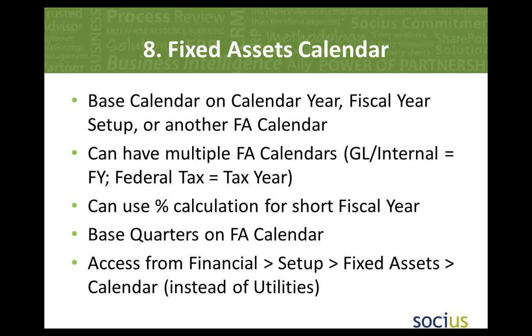If you have a sub-year or a short year, for example, you decide to change your fiscal year end, so you've had to have either a long year or a short year, you can set a percentage calculation for that short fiscal year. So if you have a 9-month year instead of a 12-month year, you might want to set your depreciation calculation to be 75% of what it is for a typical 12-month year. So the system will automatically use that percentage when determining how to depreciate assets for that short fiscal year.